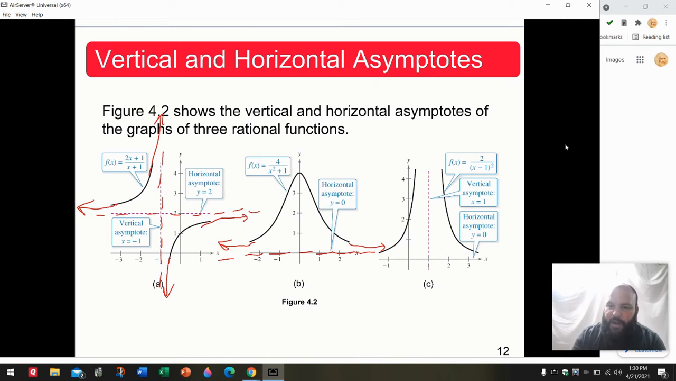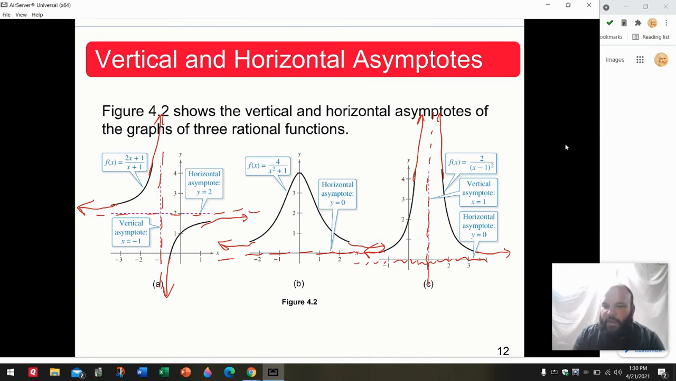Now, the last graph, you can see not only does it shoot up really fast like this and approach this vertical asymptote right here at 1, there is also a horizontal asymptote right here on the x-axis because the graph flattens as we go left and right.